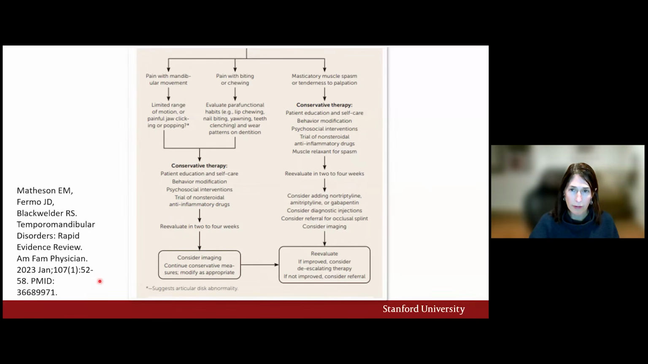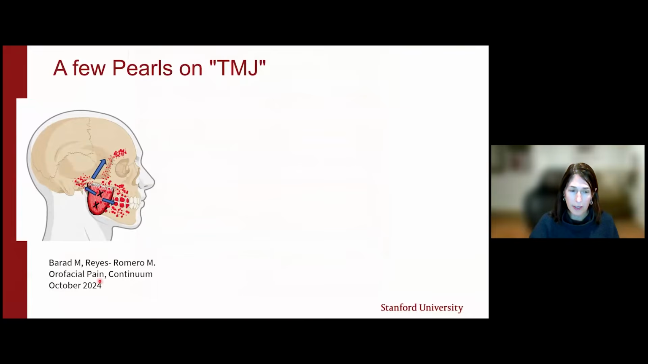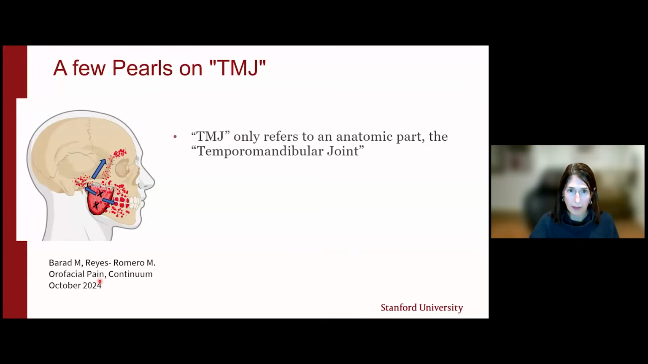So again, a few pearls on TMJ. The joint, TMJ, only refers to the anatomic part of the body, it doesn't refer to the disease process. When we talk about a problem with the actual joint itself, we usually talk about arthritis, meaning inflammation of the joint, or arthralgia, irritation of the joint.